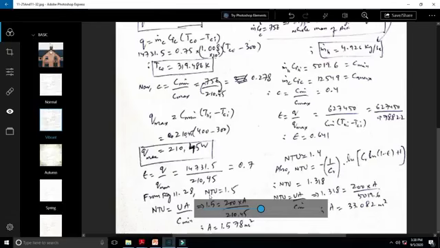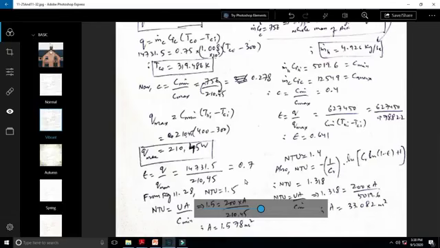So NTU, since it is equal to UA over Cmin, will give us the area as 1.578 square meter. So this would be the area of the heat exchanger. And as I told you earlier, there are two methods, the LMTD method or the Effectiveness-NTU method. So if it is a choice, then you may use either of the methods.